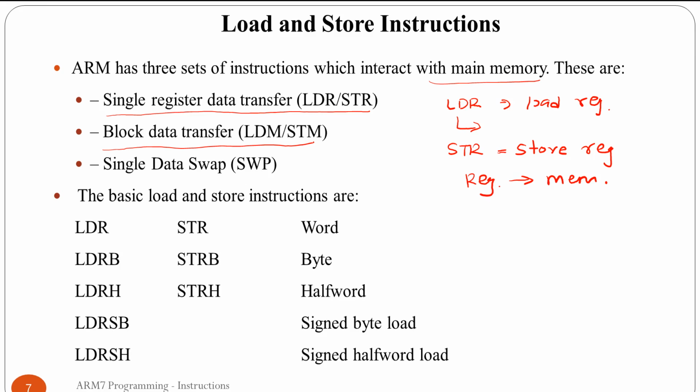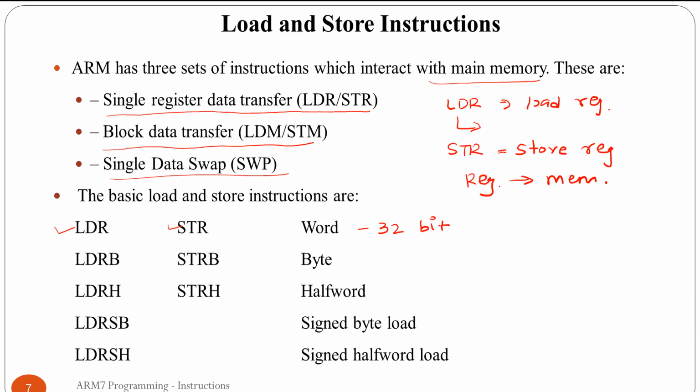And then we have the single data swap, that is the SWP instruction. The basic load and store instructions are LDR and STR, that is load and store. They can transfer one word of data, which is nothing but 32-bit data. But in the previous slide, as we have studied, we can transfer 8-bit or 16-bit data also.